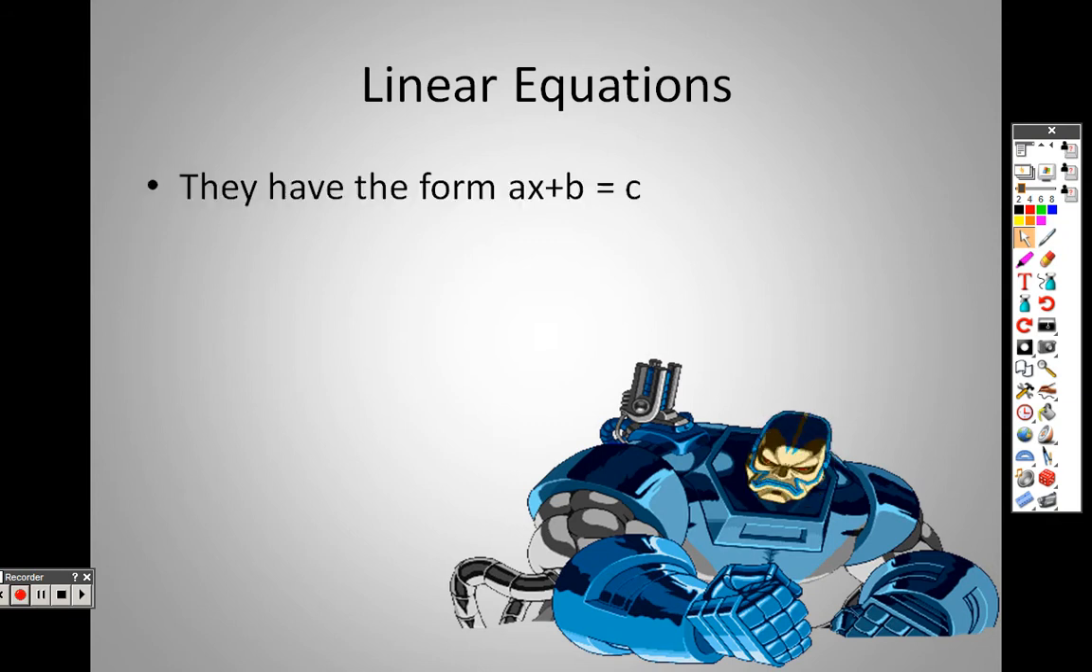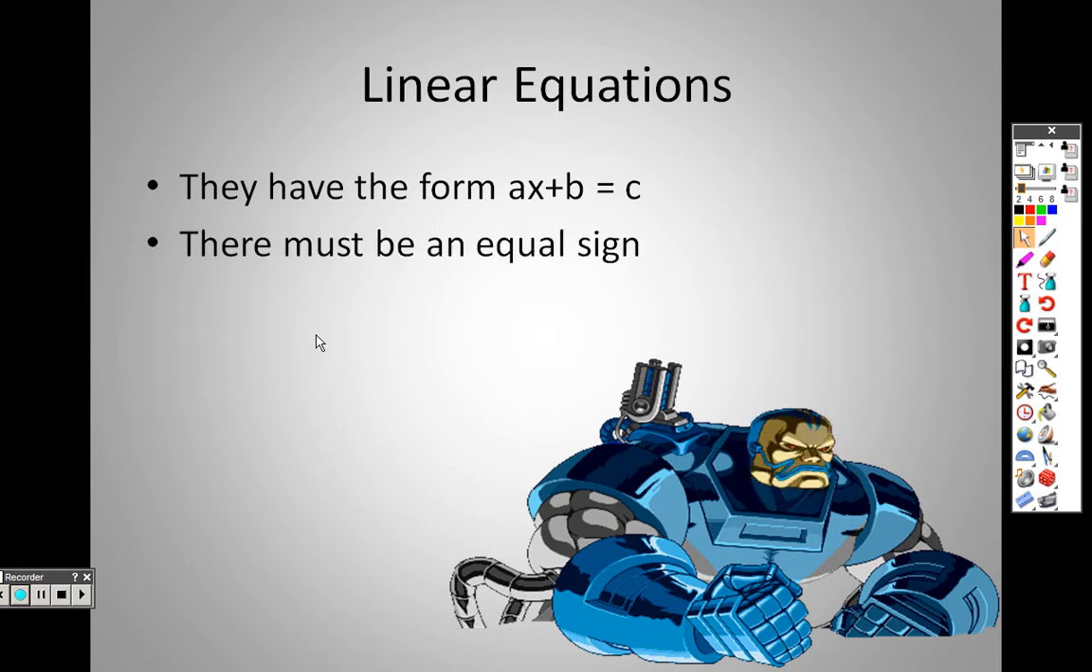A linear equation has the form ax plus b equals c. And what that means is you have a variable of x, you have an equal sign involved, and you have some numbers. And those numbers can be decimals, fractions, integers, natural numbers, whole numbers. It really doesn't matter what they are. Okay, there must be an equal sign. That is the concept of an equation. It has an equal sign in it.